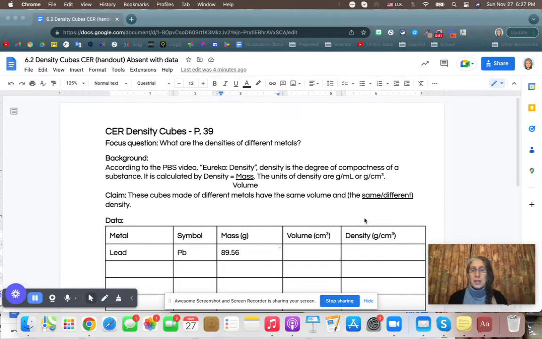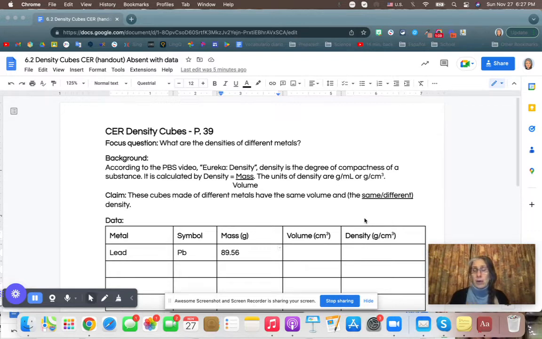Maybe they don't know anything about densities. Maybe they don't know much about metals. So I'm going to give them at least 3 sentences explaining some background information, so when they read the rest of my piece, they have some context for it. In this case, I'm actually giving you the background.